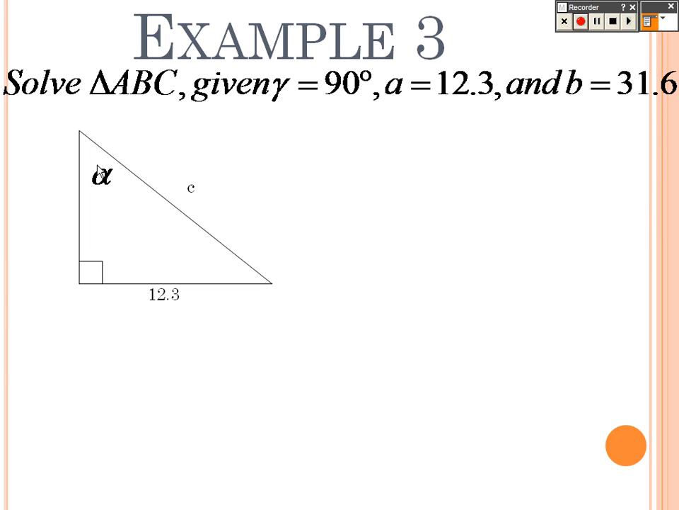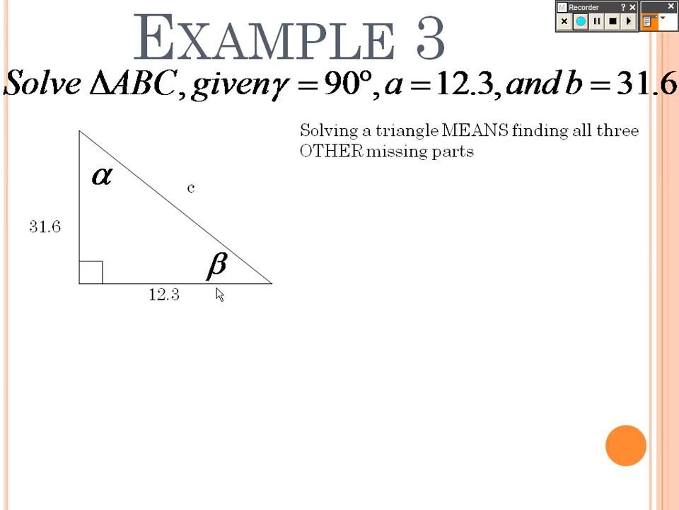So I don't know what angle A is. And B, which would be side B right here, is 31.6. I don't know what angle B is. So to solve a triangle means to solve for all the parts. The easiest one that I know to find right now is actually not the angles.